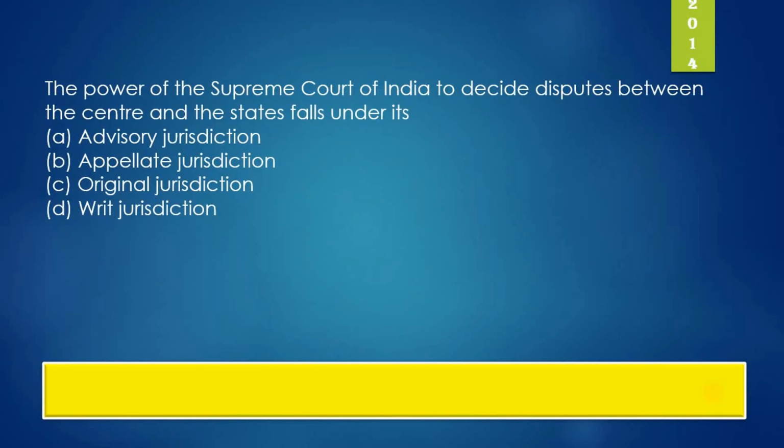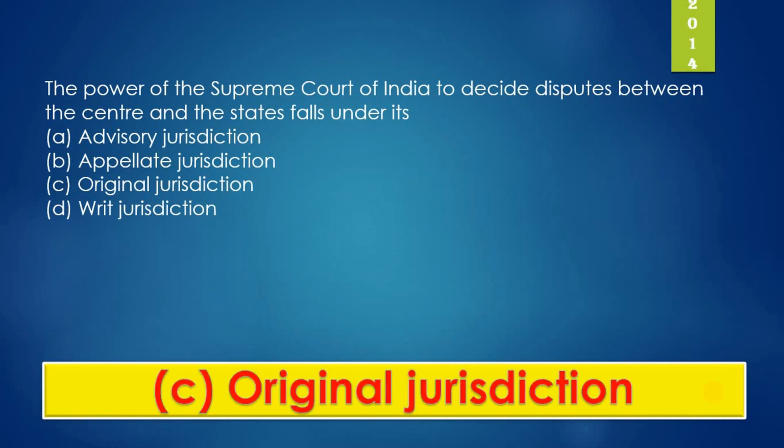The power of the Supreme Court of India to decide disputes between the Center and the states falls under which of these jurisdictions? The options are advisory jurisdiction, appellate jurisdiction, original jurisdiction, or writ jurisdiction. The answer is option C, that is original jurisdiction. This was a direct, straightforward question because all the disputes between the Center and the states come under the original jurisdiction of the Supreme Court. Okay, let's see the next question.